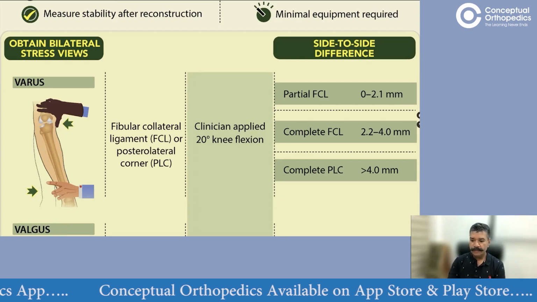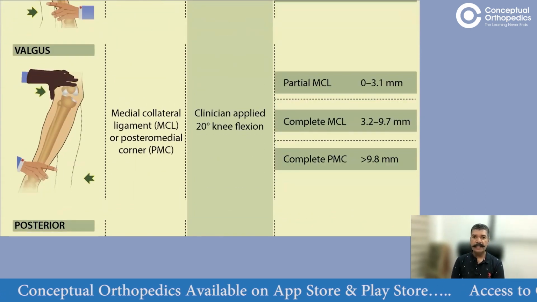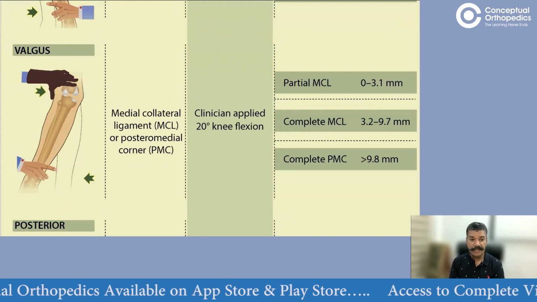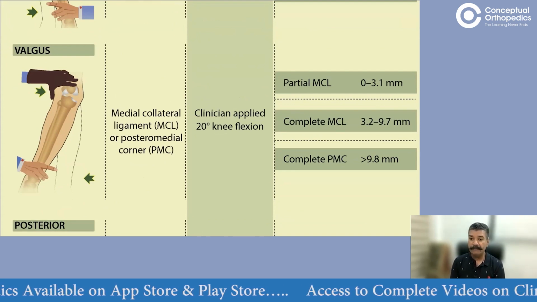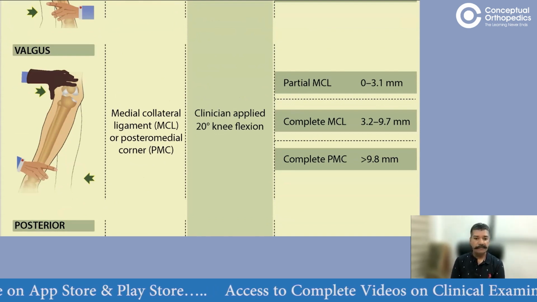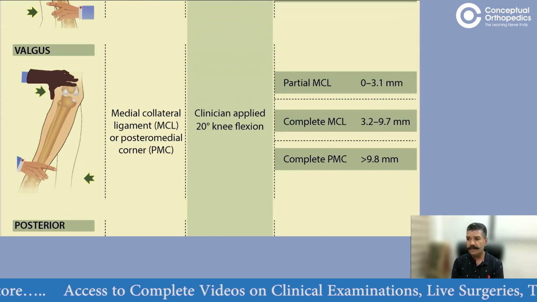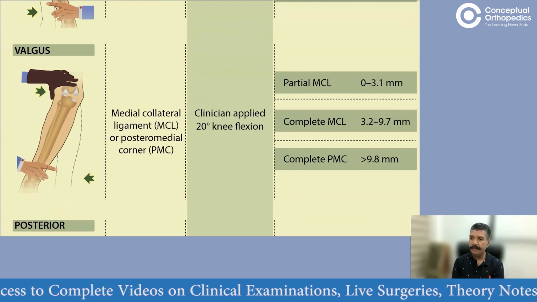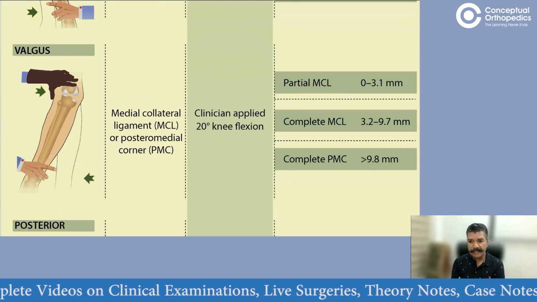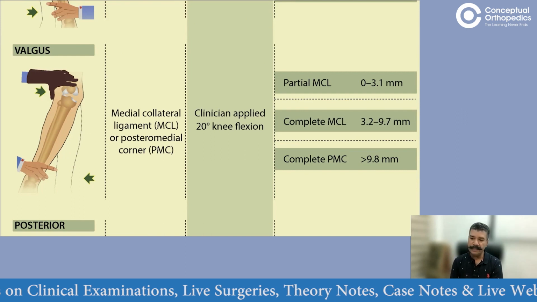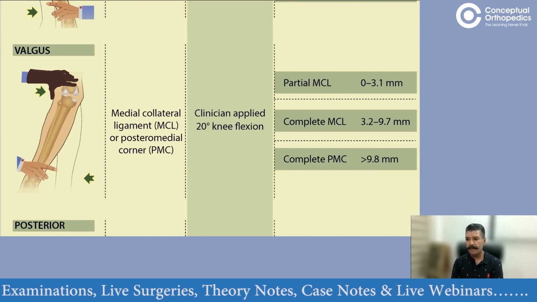Now, the values for the medial side. That is a very common injury, the MCL injury, in which you would apply a valgus directed force with the knee at 20 degrees of flexion. A partial MCL injury is 0 to 3, a complete MCL is 3.2 to 9.7, and anything more than 9.8 millimeters is a complete injury of the posteromedial corner.